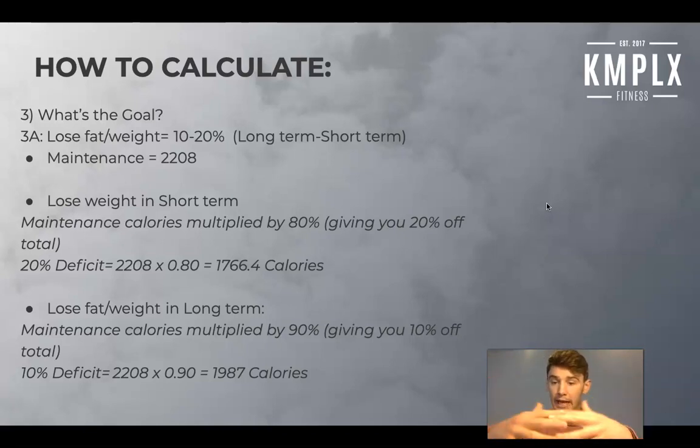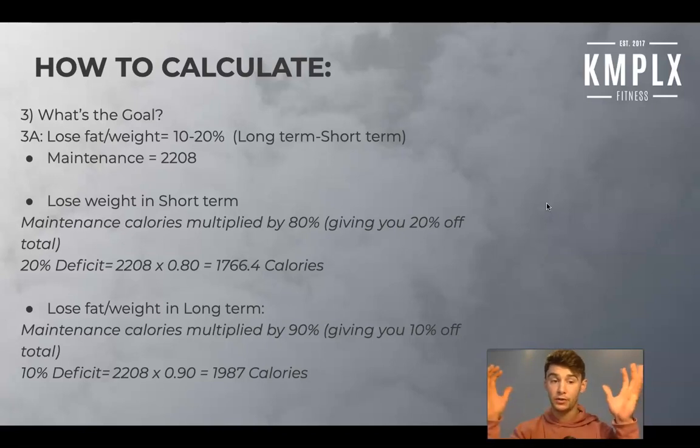So why do I multiply by 80% or 0.80? Because I'm leaving a 20% gap. So 2208 is 100% for me. So in order for me to get my 80%, I multiply by 0.80. So 20% deficit for me is 2208 multiplied by 0.80. And that throws out 1766.4 calories.